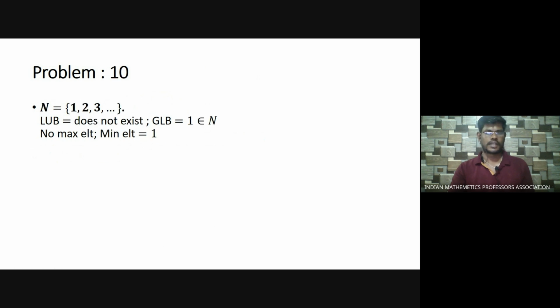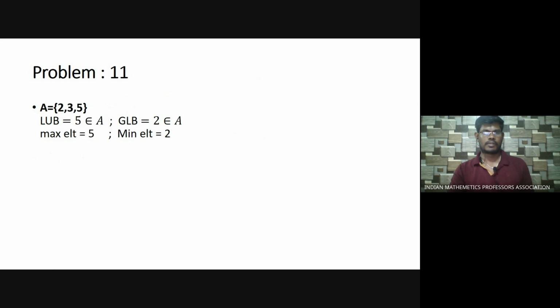And the natural numbers. Here we have already seen this type of problem. The greatest lower bound is equal to 1, but the least upper bound, the infinity, we don't know about that. So this is bounded above.